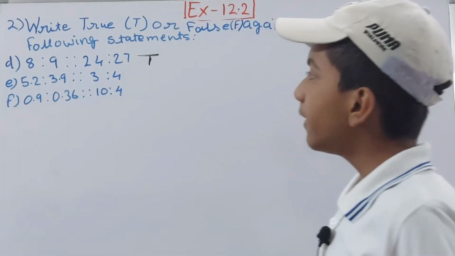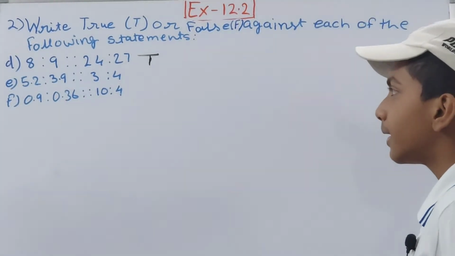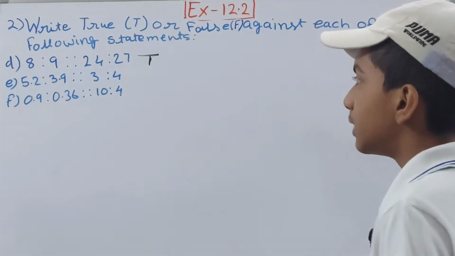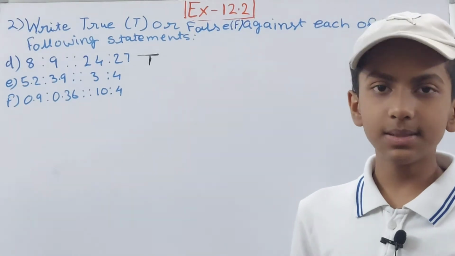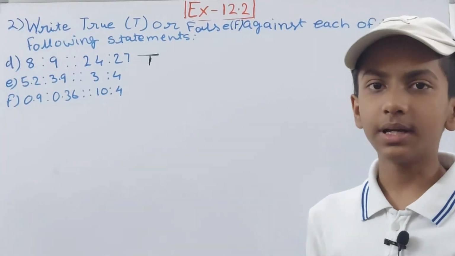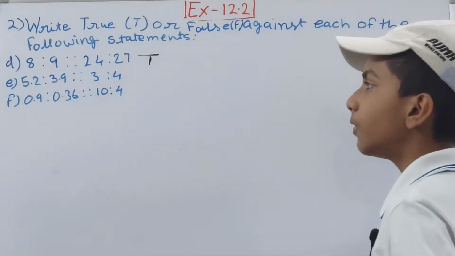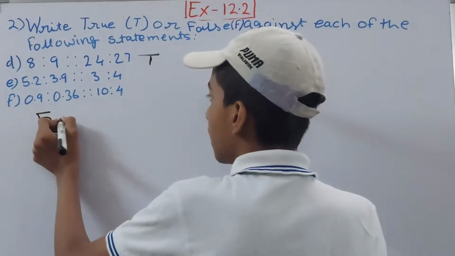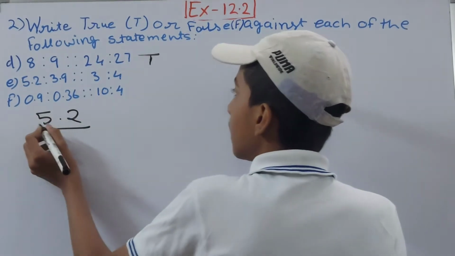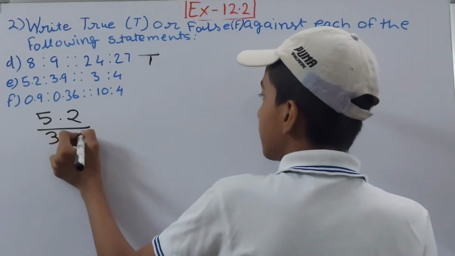Okay. Now friends, the E part. This is 5.2 is to 3.9 as 3 is to 4. Now you can see the first ratio contains decimals. So how will we remove that decimal? Let us see. First of all, make the ratio into a fraction. So first the decimal will be 5.2 upon 3.9.